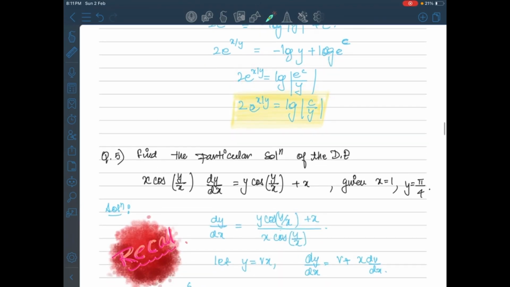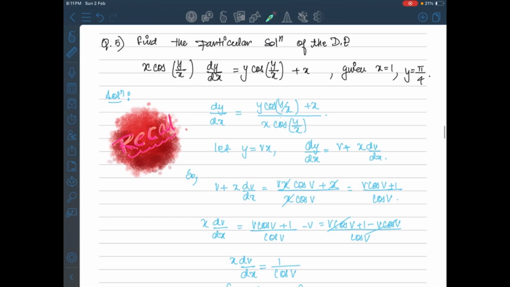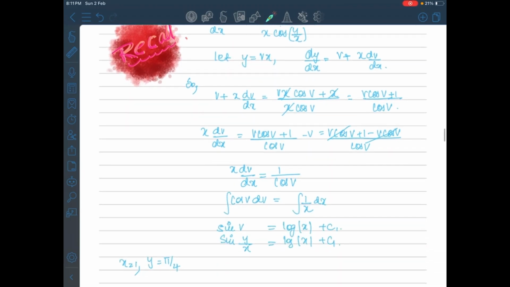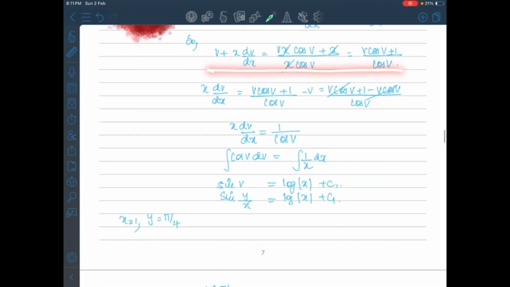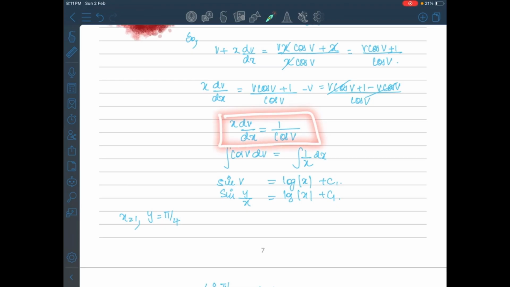Okay. Now coming to the next one. Next question, as you can see again, it is y by x. So as I told you, y by x means you will take y by x as v. Substitute back everything. Here the substitution is happening, and after that, this is what you got after cancellation and everything. Now it is variable separable.